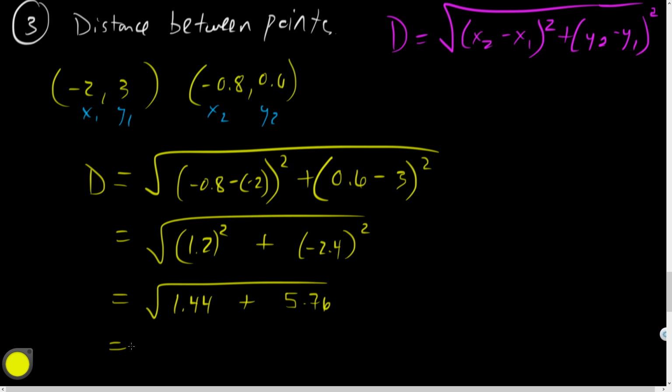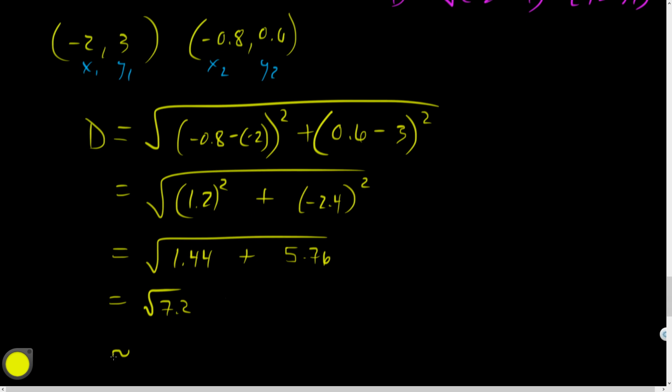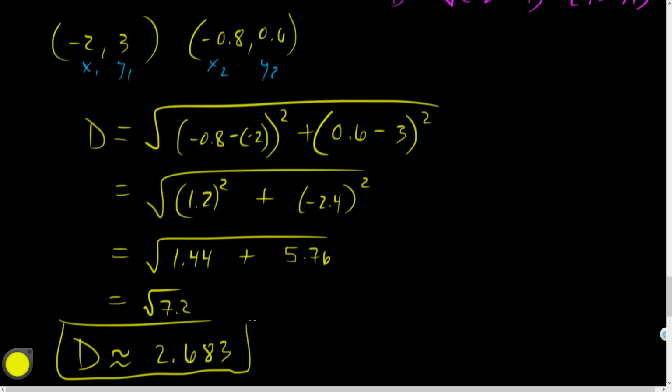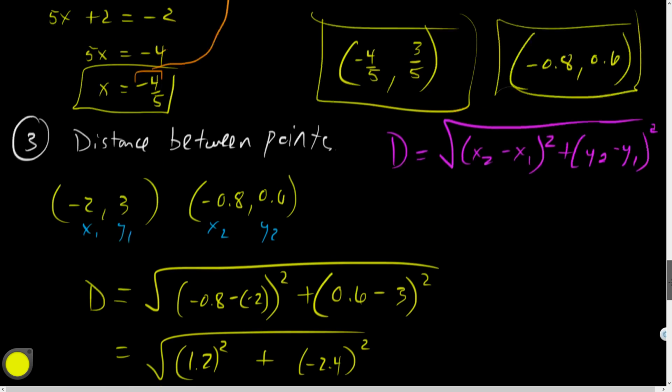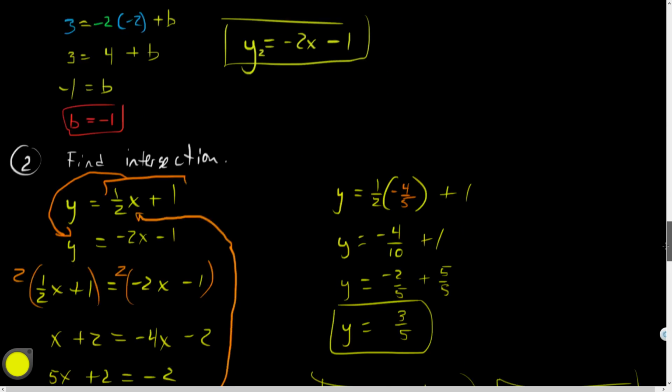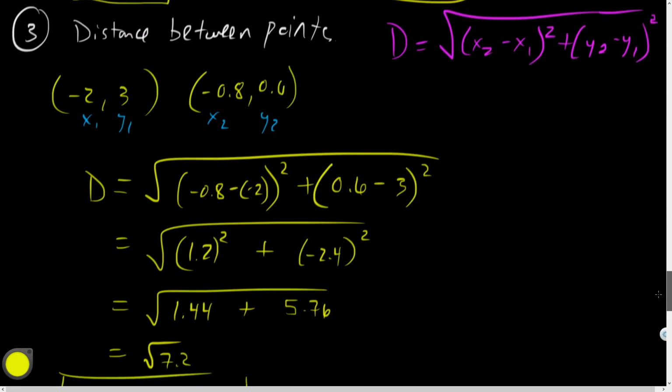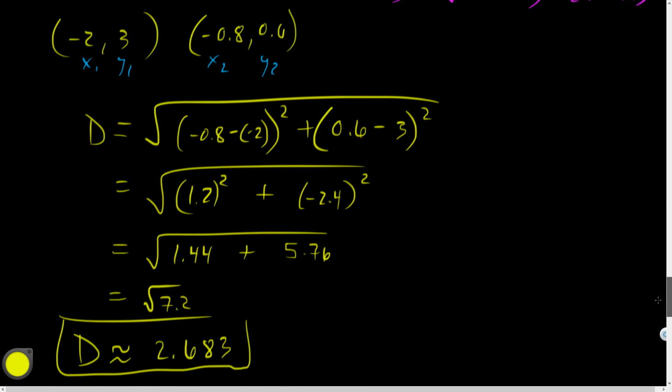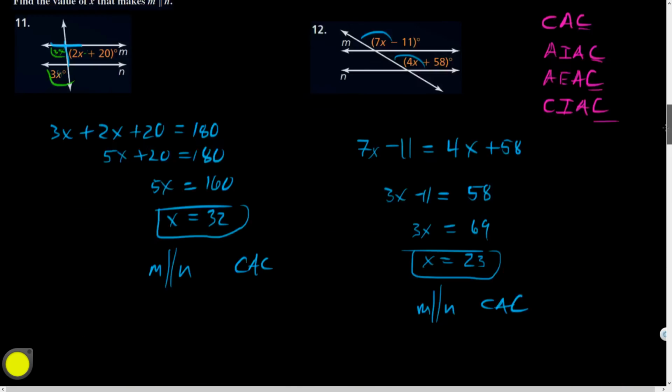Add 1.44, get 7.2. And a decimal approximation of the distance is the square root of 7.2, which is the distance from that point to the line. Hopefully I didn't make any errors in there, but the general process is the same nonetheless. I find a perpendicular line, I find the intersection, and then I find the distance between my intersection and the given point. All right, well, thanks for watching, Internet friends.